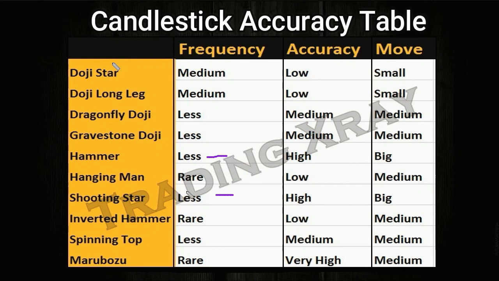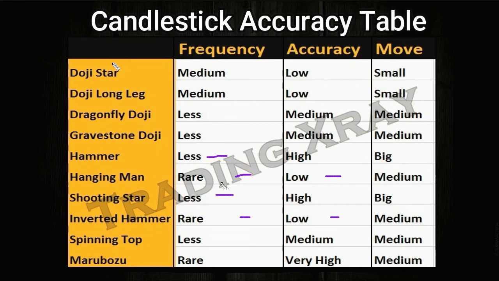But if we see inverted hammer and hanging man, the frequency is rare, which means it's very difficult to find them, and also the accuracy is low. It shows they rarely give a profit, because hanging man is the same as hammer and inverted hammer is the same as shooting star, but it appears on the opposite side. Even though it is a counter trend candlestick pattern, the candle is itself a counter because it appears on the opposite side of the chart.